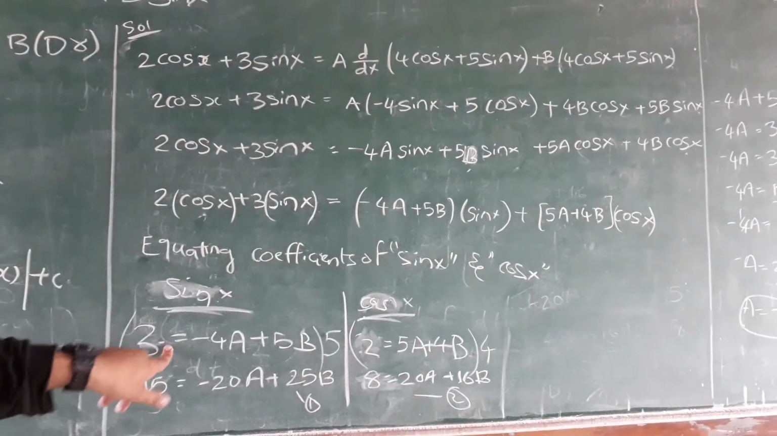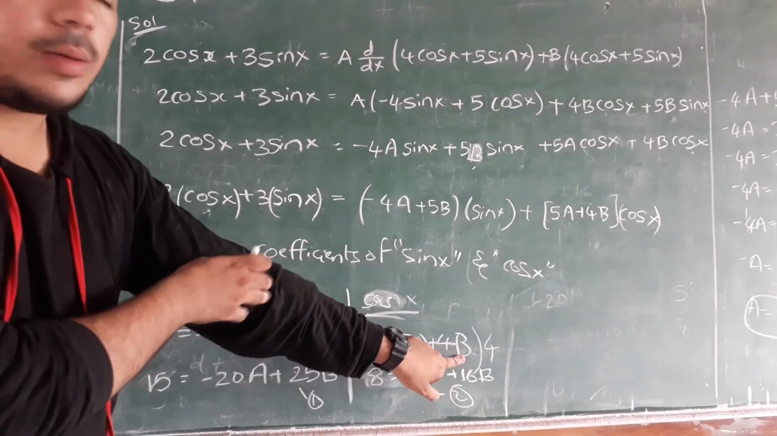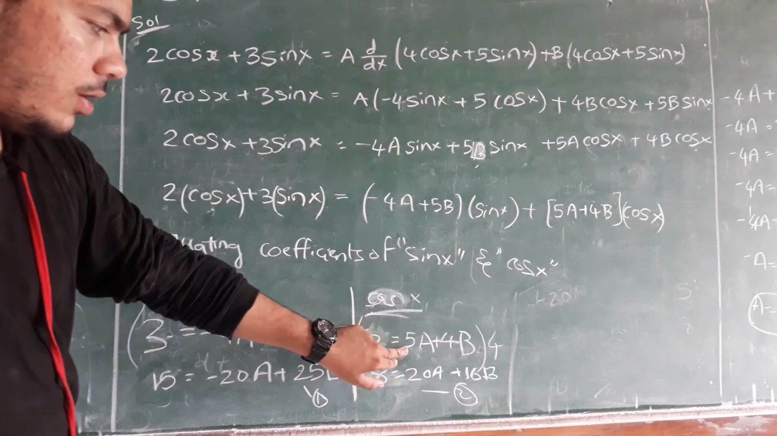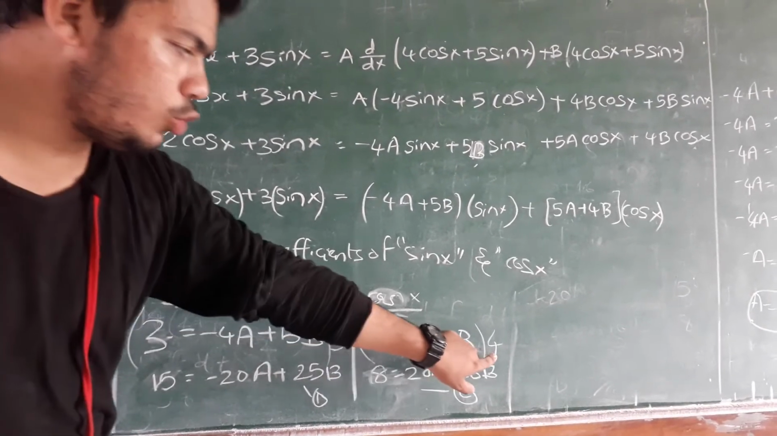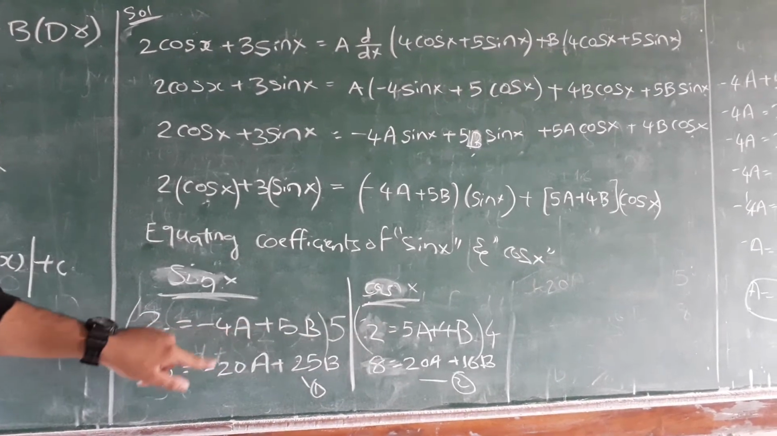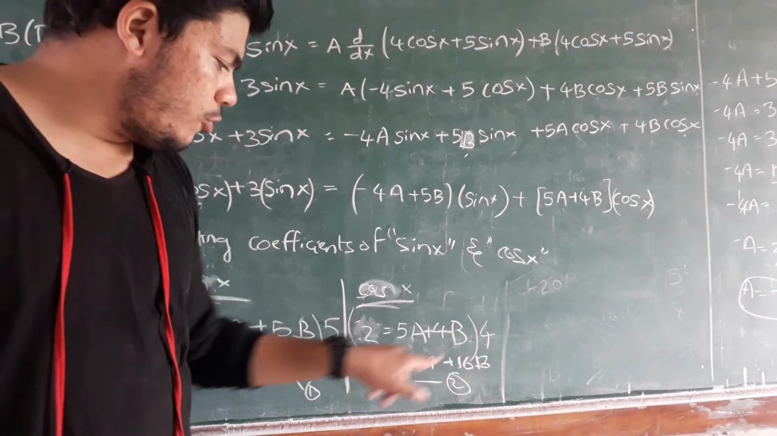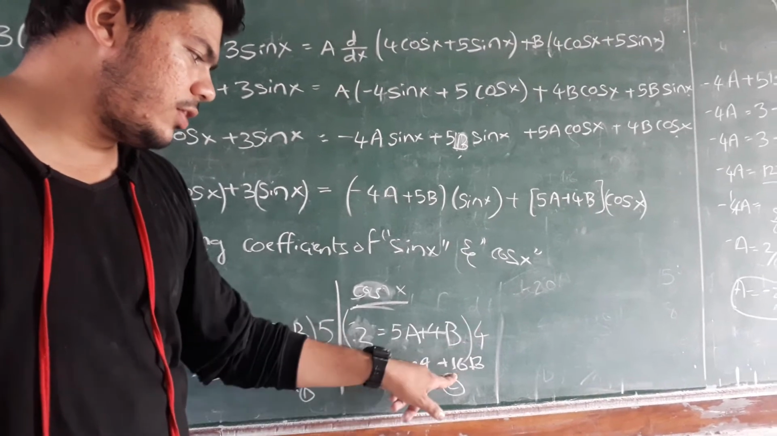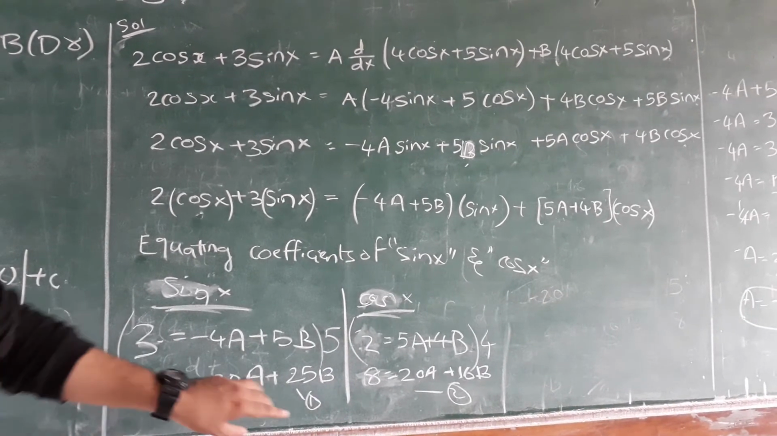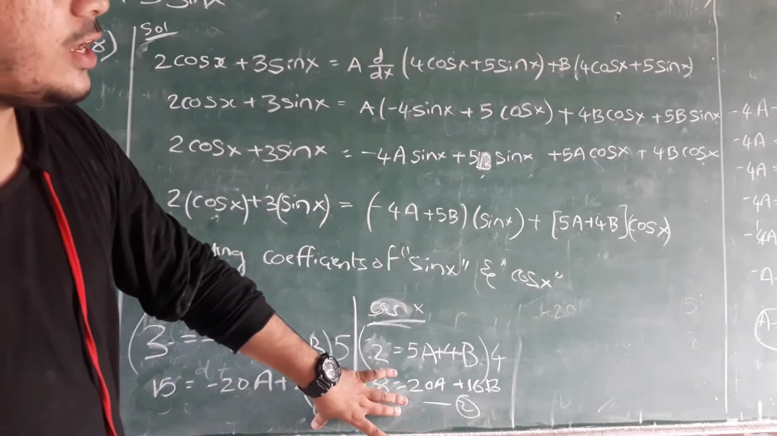Now see these two equations. The value of a should be made the same in both. Here it is minus 4, here plus 5, so we multiply the first by 5 and the second by 4 to bring these two numbers the same. So we get minus 20a plus 25b equals 15, and 20a plus 16b equals 8. Now we solve to find the values of a and b.